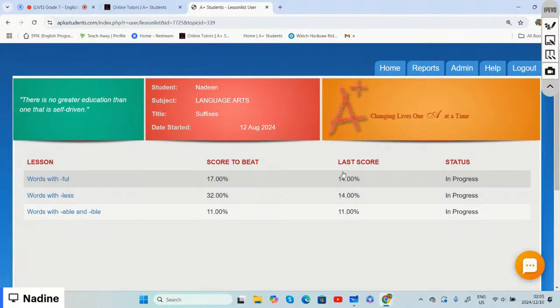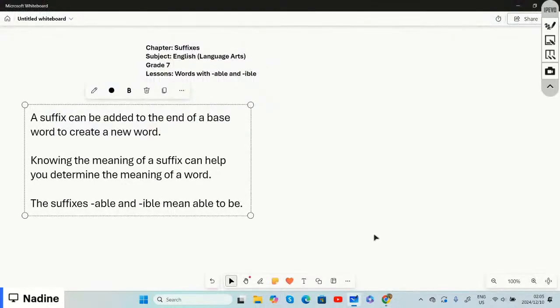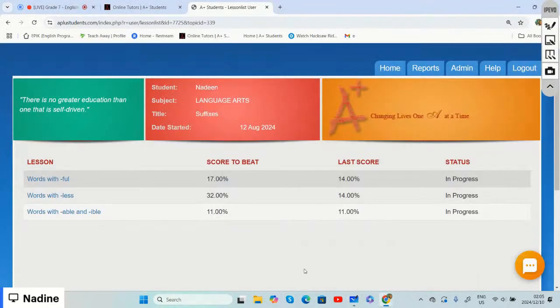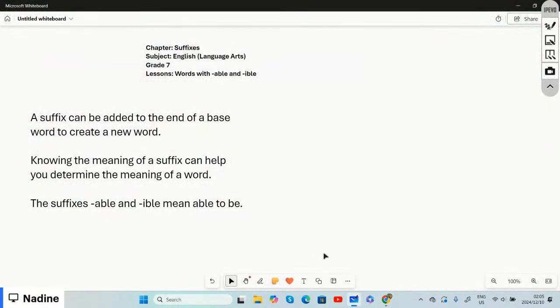All right. So when it comes to suffixes, firstly, this is a continuation of our previous lesson on suffixes. In our previous lesson, we made mention of words with full and words with less. So, like I said, this is a continuation of our previous lesson on suffixes. Our chapter is suffixes.